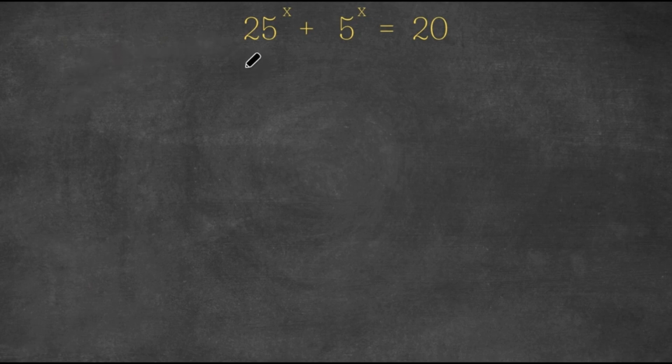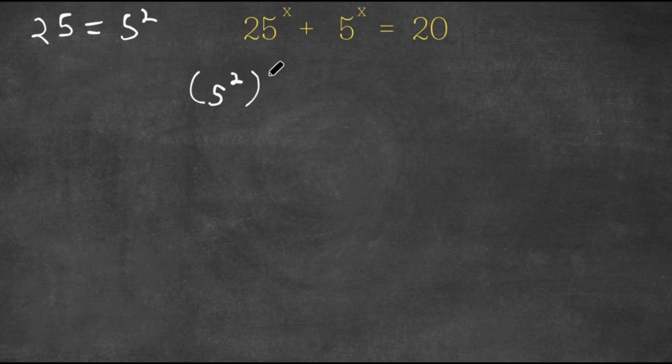In today's video, I'm going to be teaching you guys how to solve this exponential equation. So I have 25 to the power of x plus 5 to the power of x is equal to 20. Now 25, this is the same thing as 5 squared. So now I'm going to replace 25 with 5 squared to the power of x. So now plus 5 to the x is equal to 20.